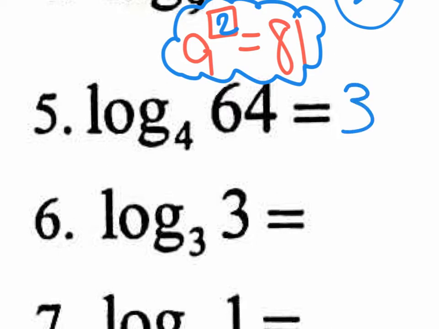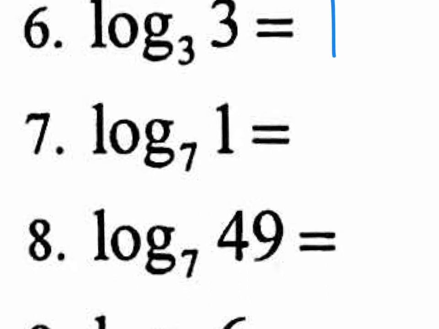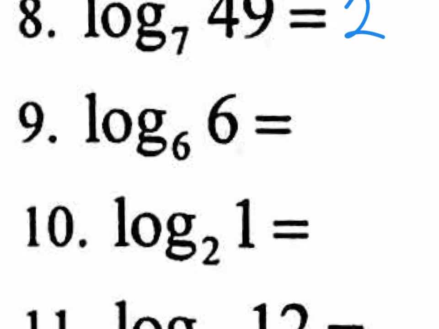How about number 6? What's the answer? 1. 3 to the 1 is 3. Perfect. Okay, how about number 7? 0. Easy. How about number 8? 2. Because 7 squared is 49. Piece of cake, right? Logarithms are easy.